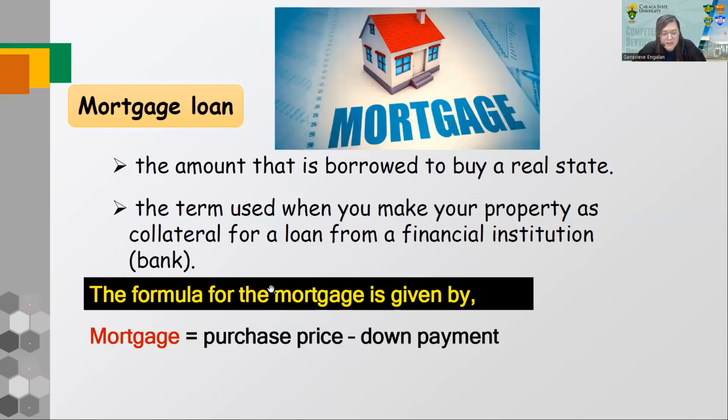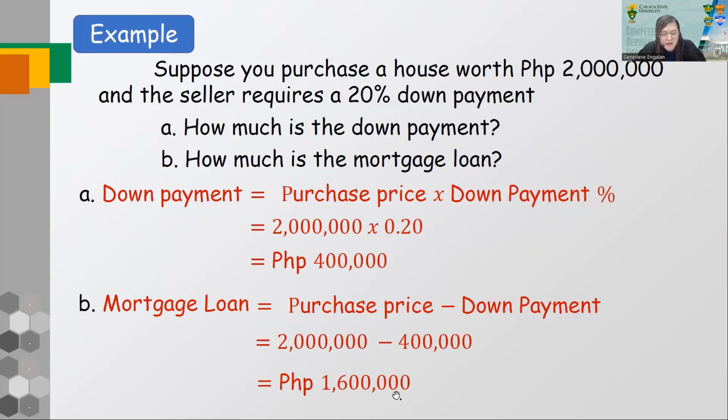So, ang formula po sa atong mortgage is purchase price minus down payment. Suppose kato example ganina, purchase price sa balay is 2 million minus imong down payment which is 400,000. So, kung 2 million minus 400,000, you have 1,600,000. Okay, so suppose your purchase of the house worth 2,000,000, the seller requires 20% down payment.